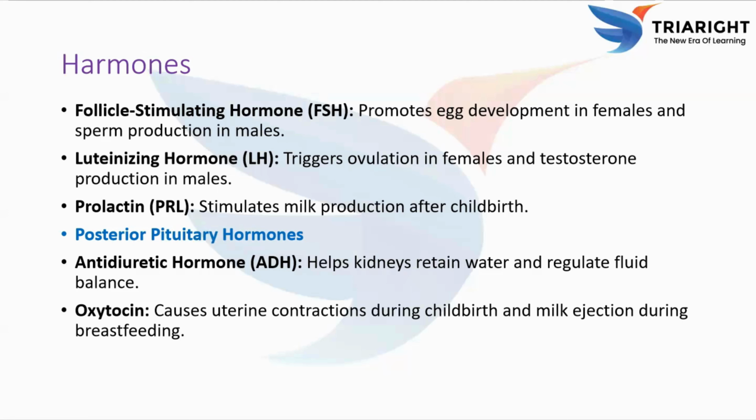Also, it helps in maintaining the milk supply through breastfeeding. For example, when a baby sucks, prolactin increases to keep milk flowing. And these are all the anterior pituitary hormones. Now, coming to the posterior pituitary hormones, the first hormone is antidiuretic hormone, the ADH hormone.